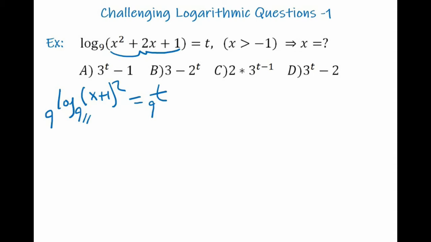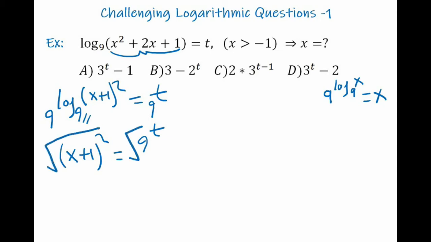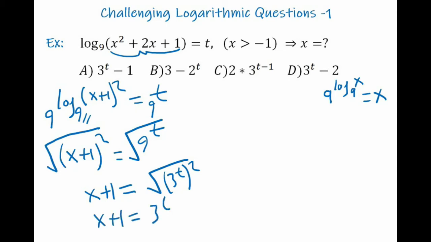If you remember, there was a rule saying that a to the power of logarithm of x in base a is x. This is what I'm going to use here, okay, as a rule. So from here, we're going to have x plus 1 squared, and the right side is 9 to the power of t. And if I take the square root of both sides, okay, x plus 1 is going to come out, and on the right side, we have 9 to the power of t, which is 3 to the power of t squared. So from here, x plus 1 is going to be 3 to the power of t, of course.